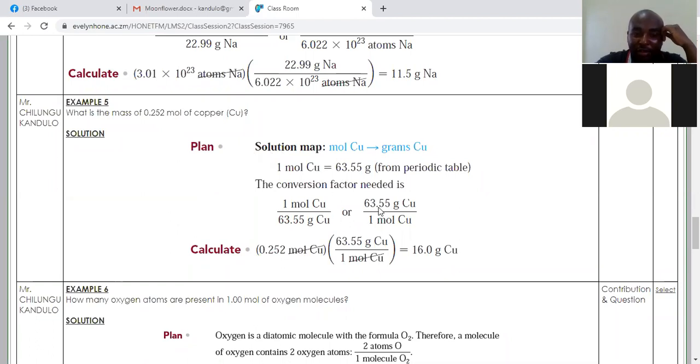But apart from that, we are teaching the conversion factor, which puts the molar mass of copper on top and 1 mole at the bottom. The beauty with conversion factors where there's a mole is that you put 1 mole, then you cancel, and you solve to get 16 grams of copper.